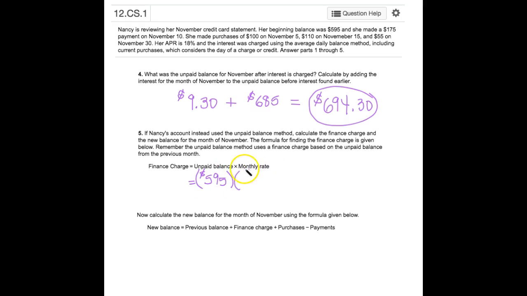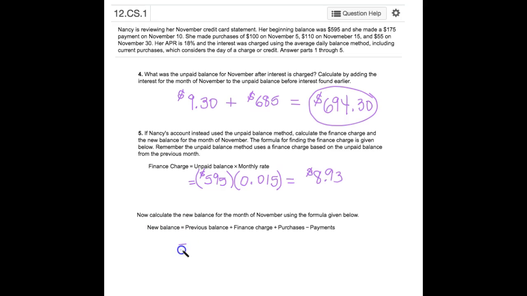And the monthly rate was part of what we calculated in part 3. That was the 0.015. So if we multiply those together, that gives us a finance charge using the unpaid balance method of $8.93 for that month. Then it also asks you for step 5 to calculate the new balance. So to do that, use this formula.